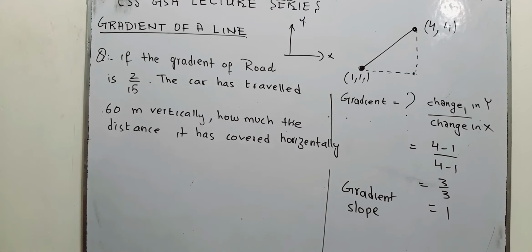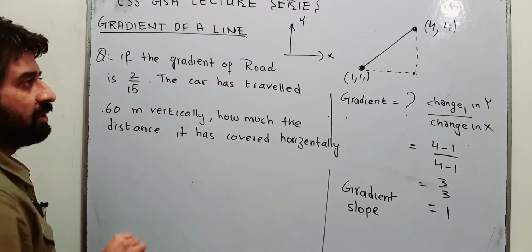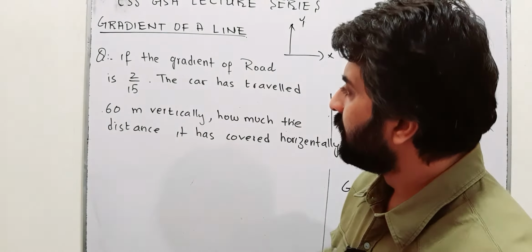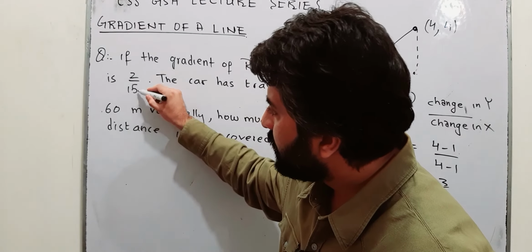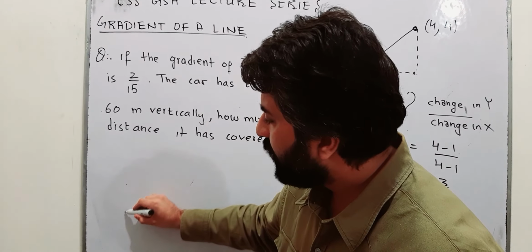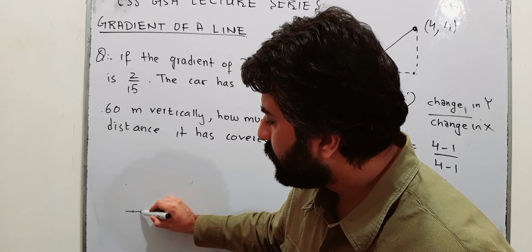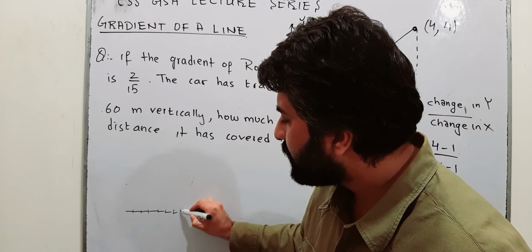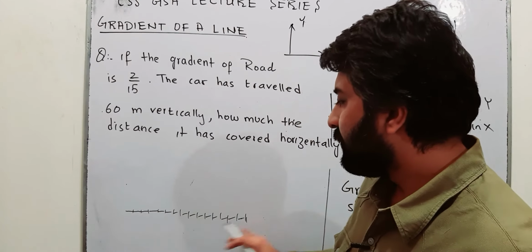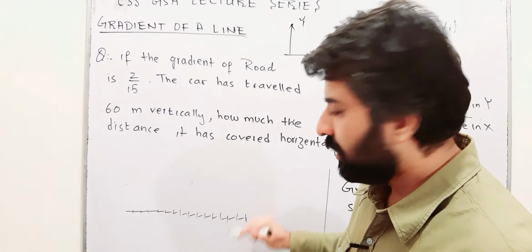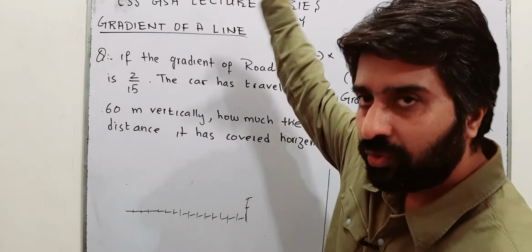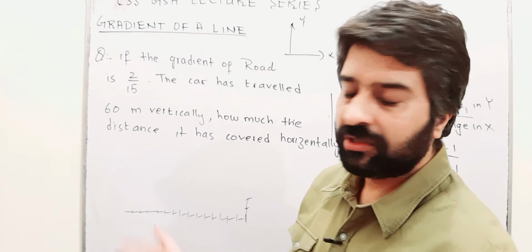A question from real life: if the gradient of the road is 2 by 15. Let me explain this. What is the meaning of 2 by 15? This 15 represents change in x, this 2 represents change in y. That means if you have moved 15 units horizontally, you have moved 2 units vertically. 15 in x-axis and 2 in y-axis. It may be feet, it may be meters, whatever it is.